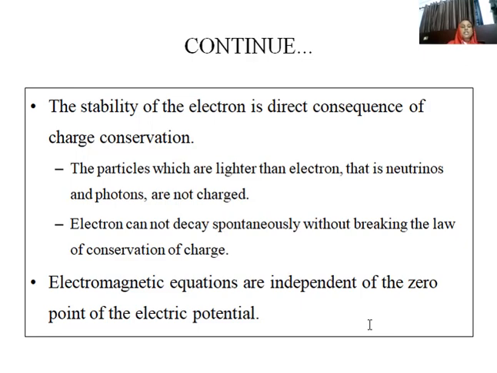Now its consequence, its impact. The stability of the electron is a direct consequence of charge conservation, because the electron is the lightest charged particle. The particles lighter than the electron are neutrinos and photons, but these are not charged. So electrons cannot decay spontaneously without breaking the law of conservation of charge. That is why the electron is stable. The symmetry principle behind this is that electromagnetic equations are independent of the zero point of the electric potential.